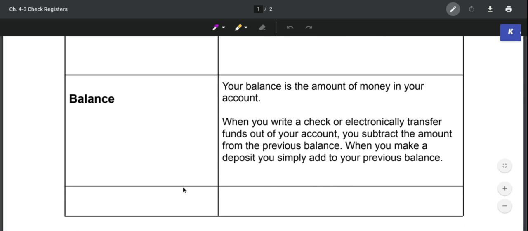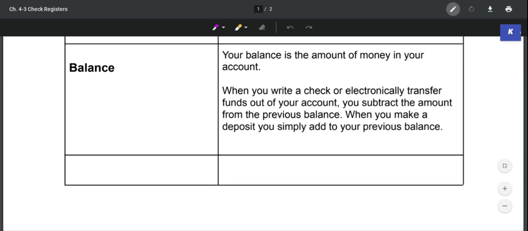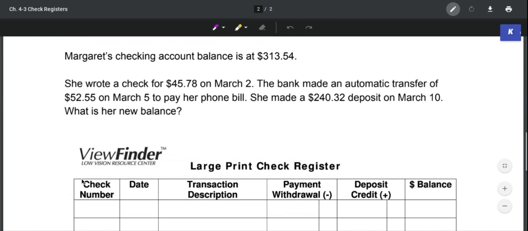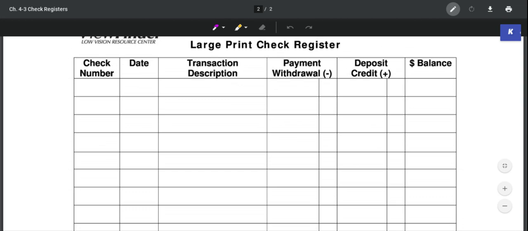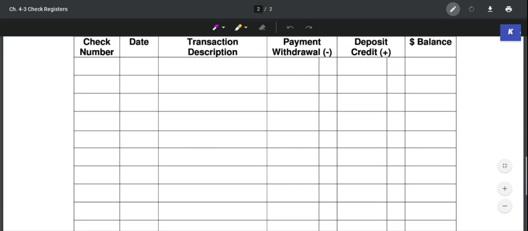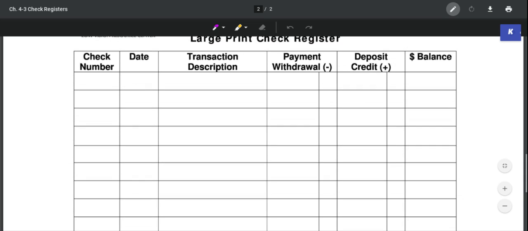So a balance is pretty much, when you say, what's my checking account balance, how much money you actually have in your account. When you transfer money out or you write a check, you subtract from your balance. And when you deposit, you add to your balance, which should be pretty obvious. This is a template check register that I got you, just to give you something to chart all of this with. You just chart all of your activity, and that's what we're going to be going through.